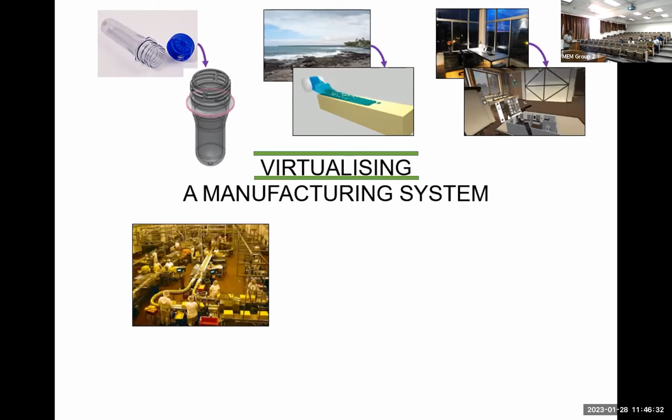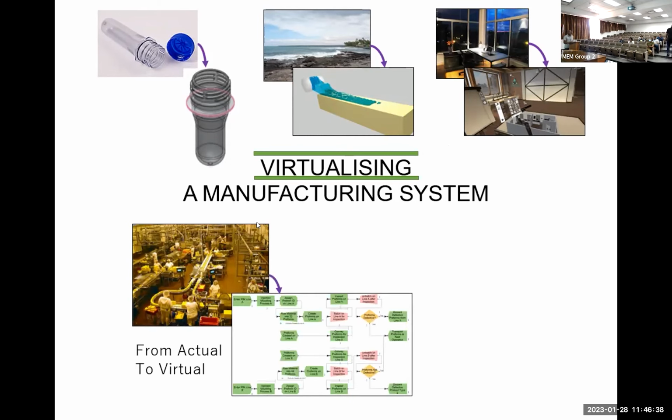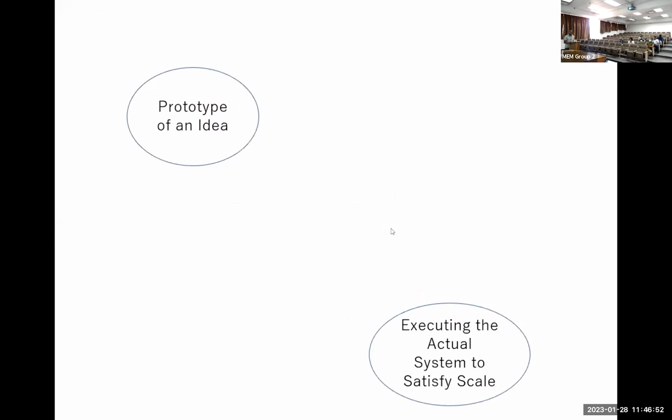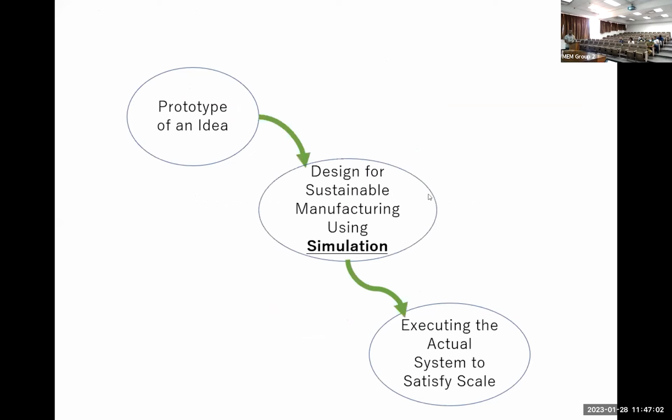This is the approach that we're intending to use, right? To virtualize an actual production or manufacturing system into a simulation for these intents and purposes, from actual to virtual, using some kind of computer integrated approach, integrated manufacturing. So once again, we're taking this prototype of an idea, but instead of just using design for manufacturing in a sustainable way, we're using design for manufacturing, but using simulation.